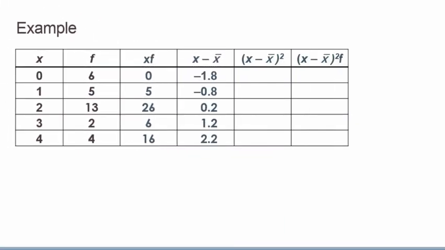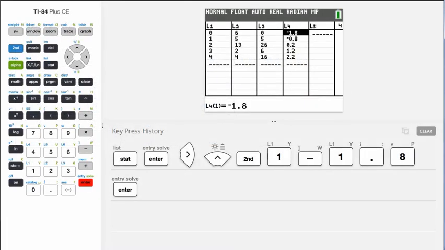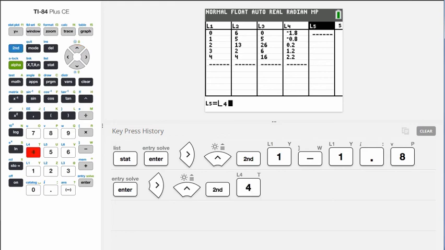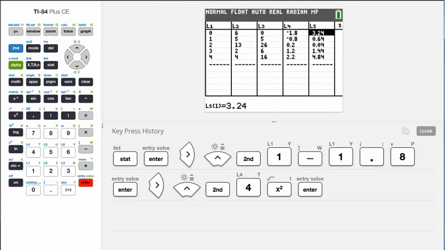I can add that to my chart. And now I'm ready to take that information and square it. In my calculator, I want to go over to L5, arrow up, because I need to square L4. Second 4 types in L4. The x squared button types in the square. Enter, and now I'm ready to add that to my table.